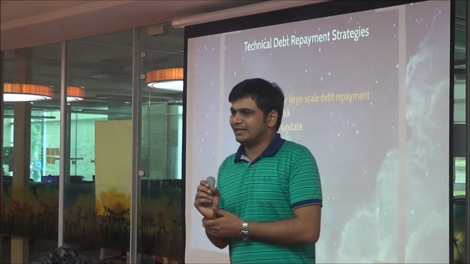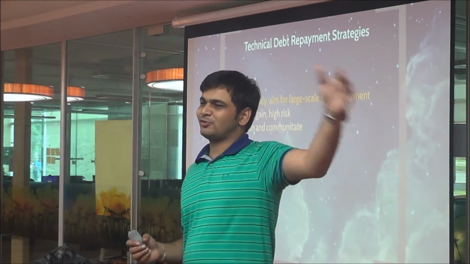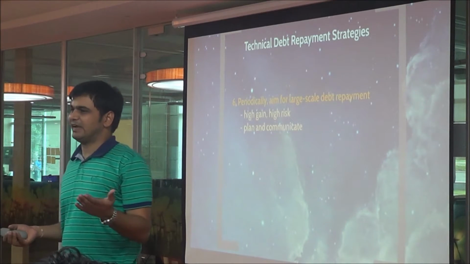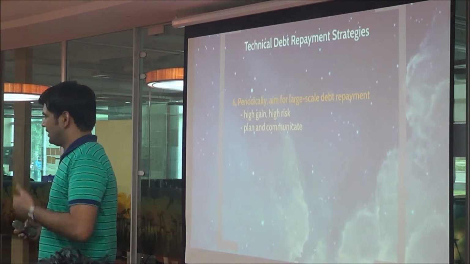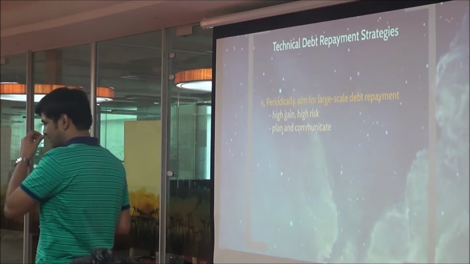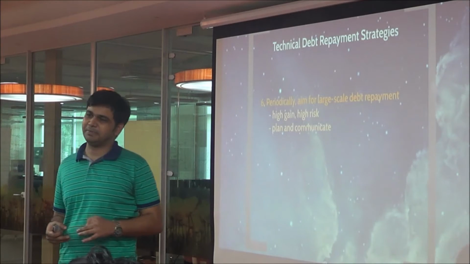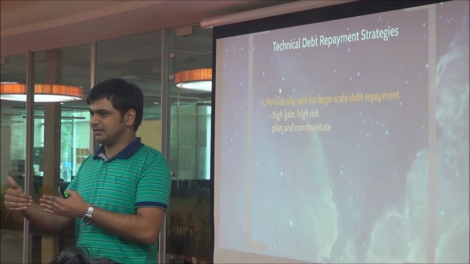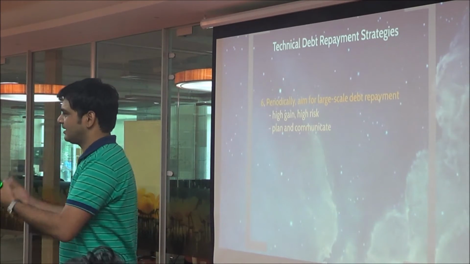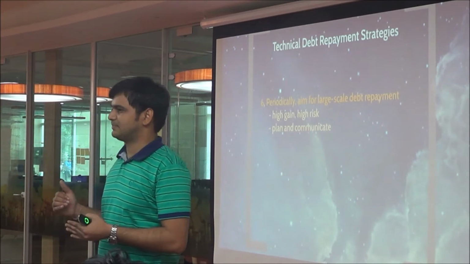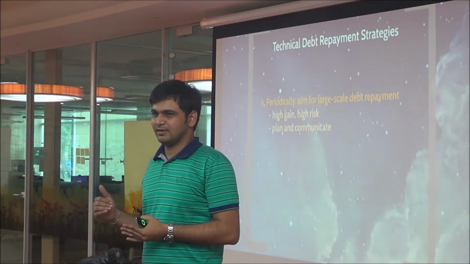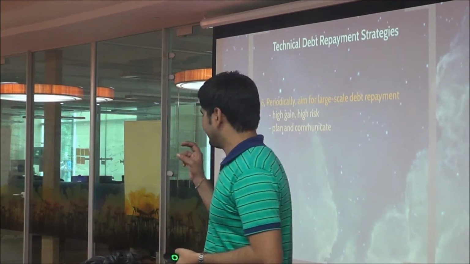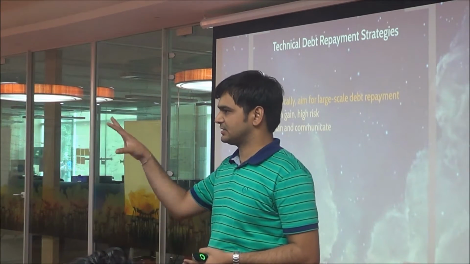Periodically aim for large scale deprecation. Let me go back to the financial domain. So for instance, in the same example, if I have a home loan and I'm paying EMI, but once in a year I get some bonus from my company. At that time, if I have a decent amount in addition to my EMI, I can pay that additional amount to decrease my debt. The same way, you need to choose a high gain item, which is probably, say, for instance, architecture refactoring.